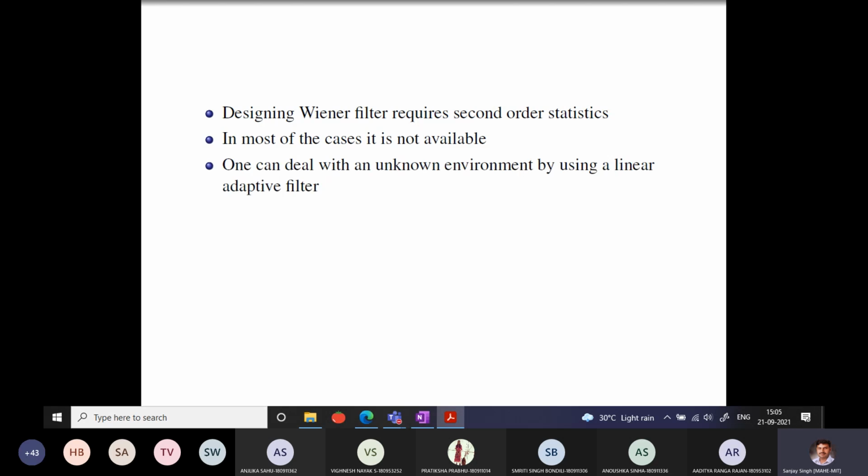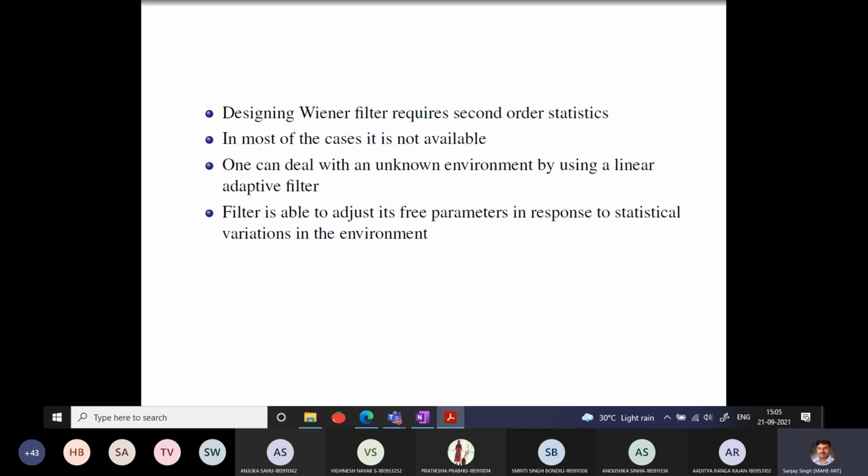So it is not always possible. So one can deal with an unknown environment by using a linear adaptive filter, right? And the filter is able to adjust its free parameters in response to statistical variation in the environment. This we have seen. One such algorithm is the least mean square. This least mean square we have not talked about so far.